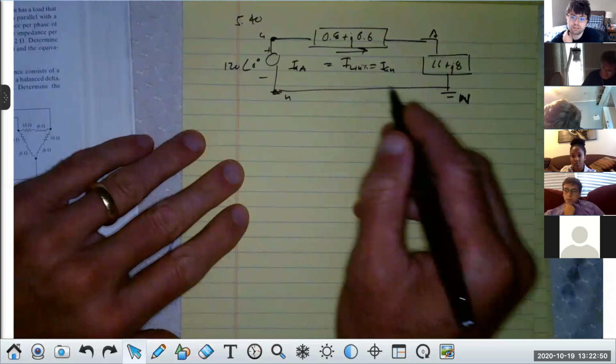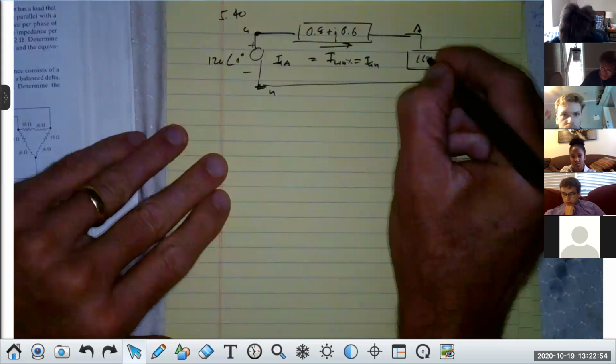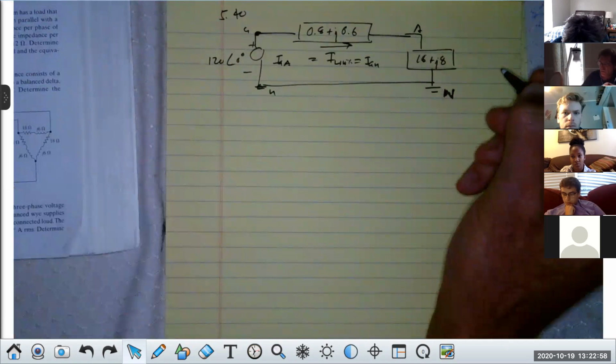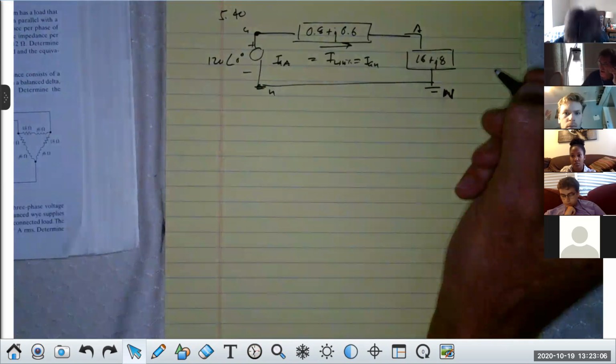Is that 11 plus J8 or 16 plus J8? 16 is from the prior problem. Did you all do these? I gave you the problems and the solutions. So if you look at them, if you've worked them, these should be fairly straightforward. What I'm looking for are questions from people that tried these things, and I'll try to answer them. Are you with me? All right.